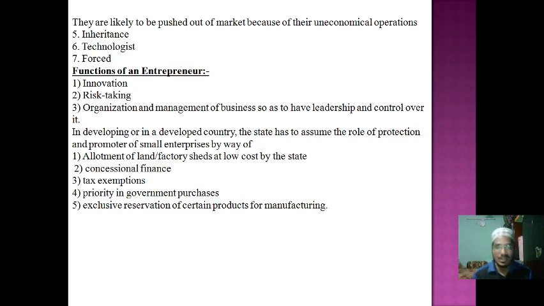Allotment of land. The land should be allotted as per the factory shed and at low cost by the state organization to any companies. Then only will the company work in a good way.